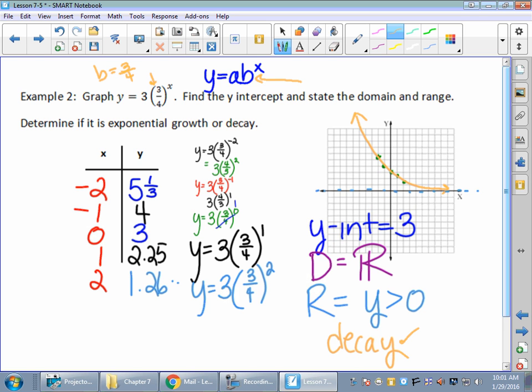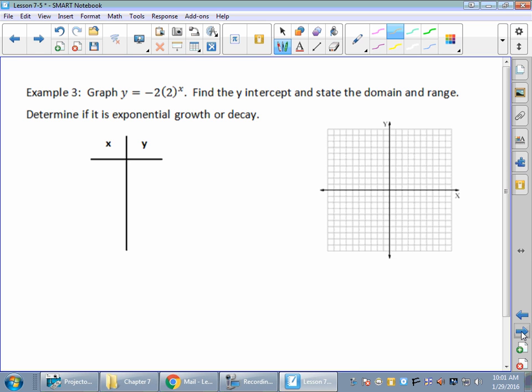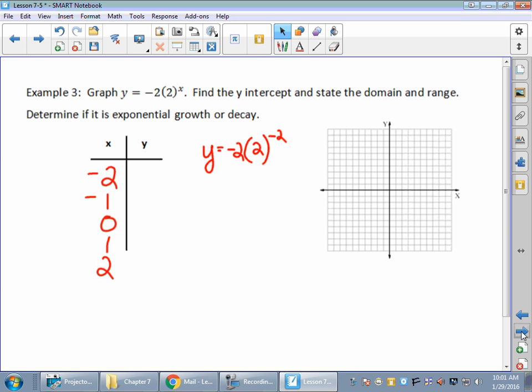So let's do one more graph just to test it out. y equals -2 times 2 to the x power. All the same questions, so let's just put our values in here and do our math on the side. So y equals -2 times 2 to the -2. Whew, it's a nice problem, right? When I put that in there, I've got -2 times 1 over 2 squared, or negative 2 times 1/4, which is going to be a negative 1/2.